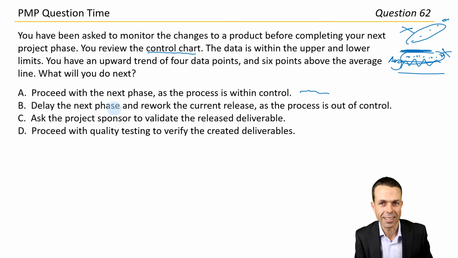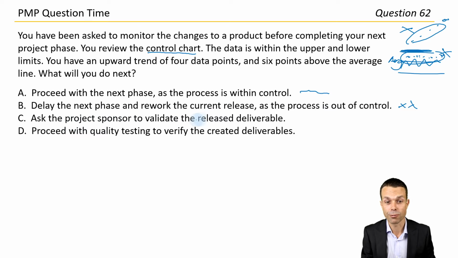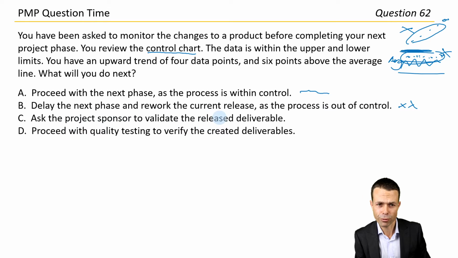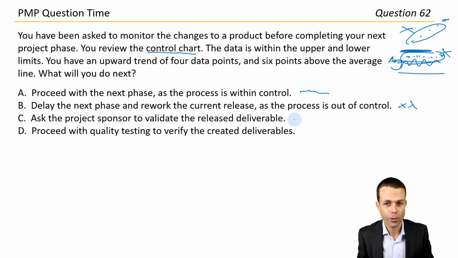Let's see what else just in case. Delay the next phase and rework the current release as the process is out of control. I think not out of control yet, so I think we're safe. Ask the project sponsor to validate the released deliverable. I don't think it's really asking us about that. That's a bit of a red herring answer, I think, that one. So trying to throw us off, we don't need to look at that.